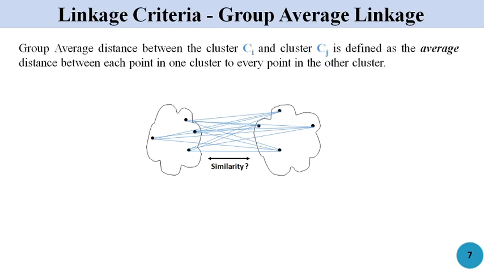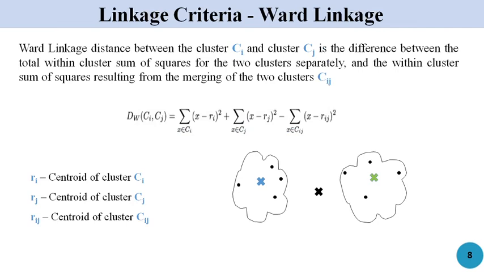And the last case of linkage criteria is called the Ward linkage, which is based on WCSS, that is the within cluster sum of squares. In order to understand how this Ward linkage works, we will consider an example of 2 clusters, and based on this we will explain the different parts of the Ward linkage distance formula. So let us consider the first cluster is cluster Ci with its center being Ri, and the second cluster is cluster Cj with its center being represented as Rj.